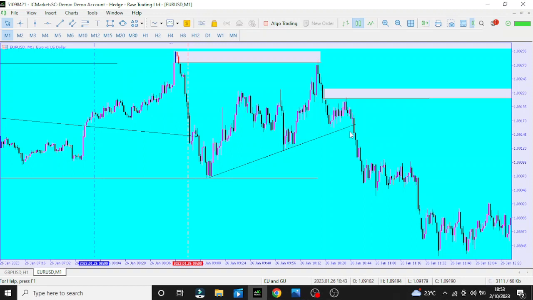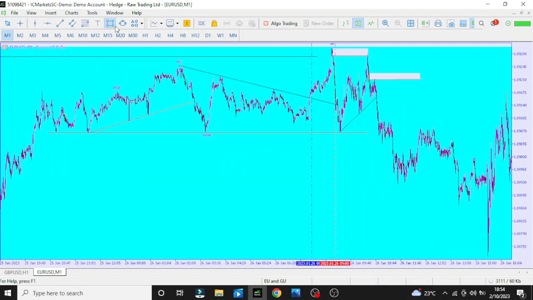So, I said already, the supply zone was mitigated, and the price seems to take care of every supply. Only this one was left unmitigated. So my entry was around this point, and my stop loss was around this point, exactly 2 pip stop loss, and I targeted this demand zone.